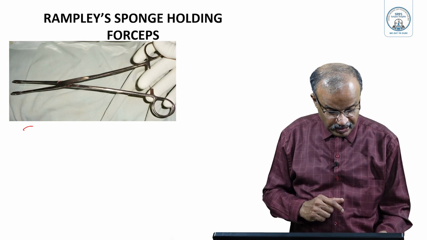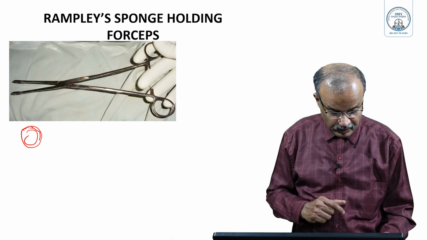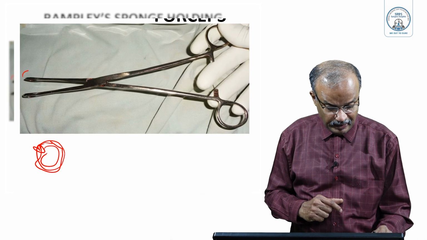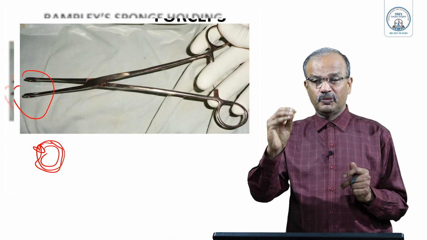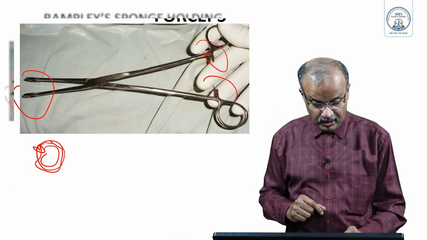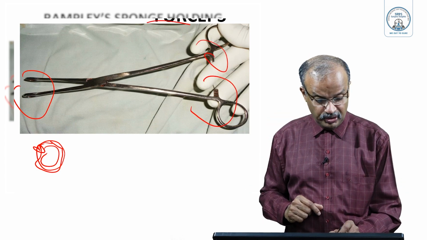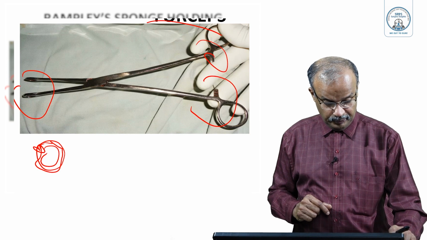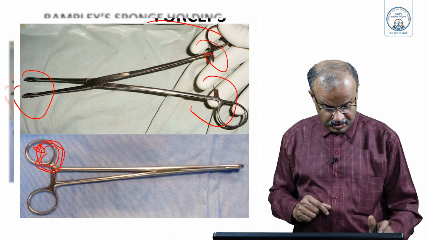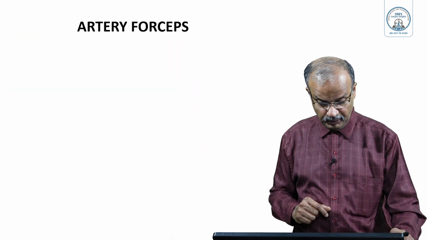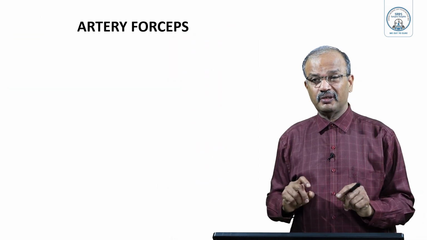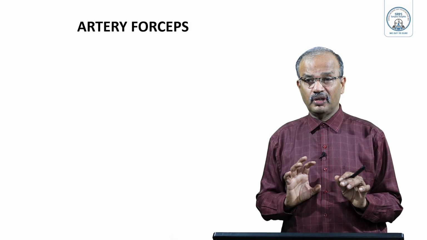The tip is like this, serrated here. So it grips very well. It holds the gauze or sponge very well. There is a lock also here. So this is a Rampley's sponge holding forceps. See, look at that. This is the tip, how close or how open it is. Rampley's sponge holding forceps, used to clean the area before draping.